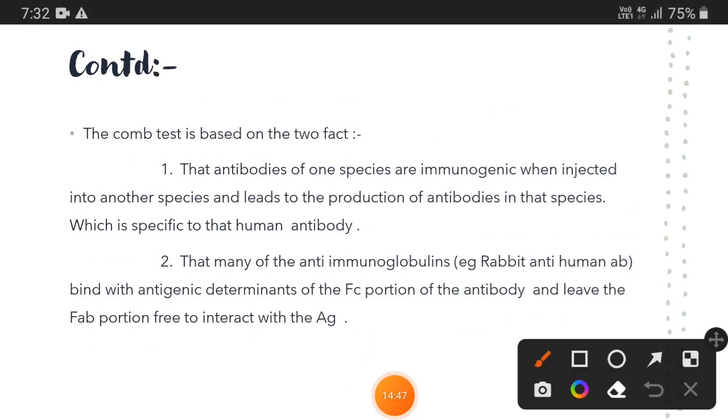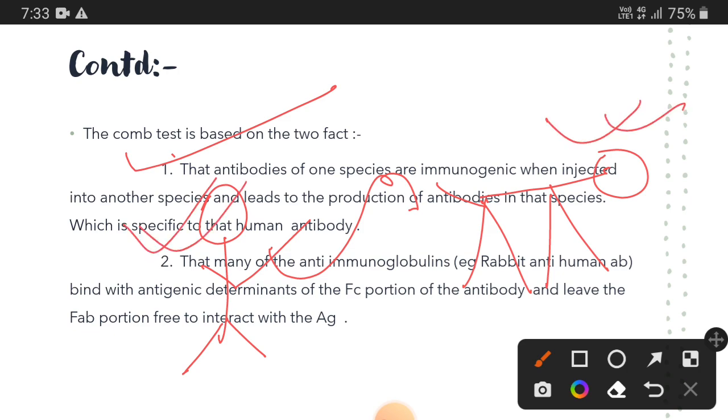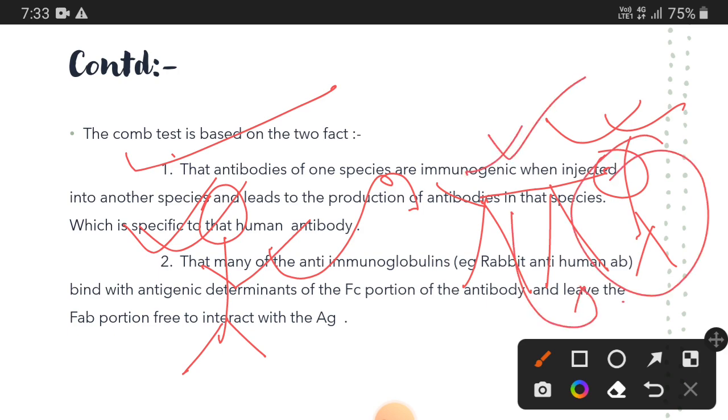So the Coombs test depends on two things that we have. One I have already discussed. Suppose the antibodies from a human species are immunogenic when injected into another species. Antibody from that human species may be immunogenic when it is injected into another species and lead to the production of antibody in that species. So this antibody that is produced in that particular animal can show specificity towards the human antibody.